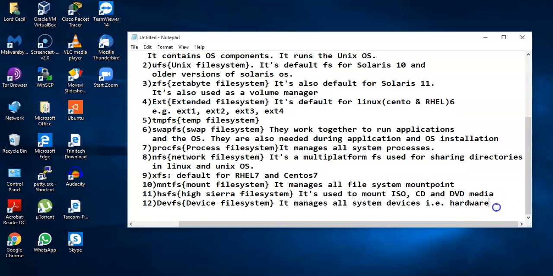Next we're going to look at the device files in DevFS. The device file system contains two major directories and a file.